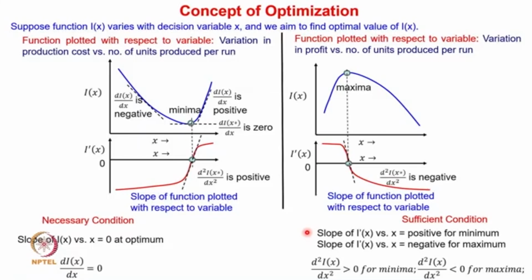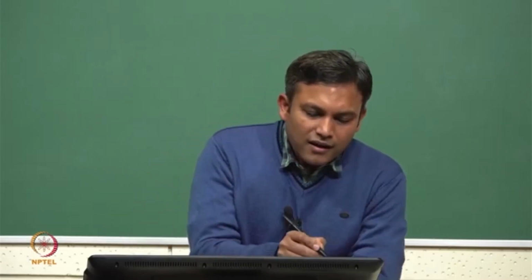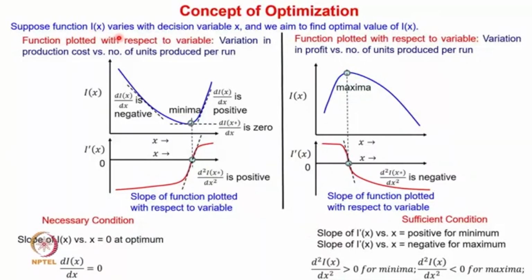So whenever we say that we want to optimize any particular function, what it means is nothing but we want to find out the point corresponding to the maximum value of that particular function, or minimum value of that particular function, isn't it? So in general, let's say a function I(x) is there with a decision variable x, and we want to optimize this function I(x). In that case, we can plot this function I(x) with respect to x, and this is the point which corresponds to minima.